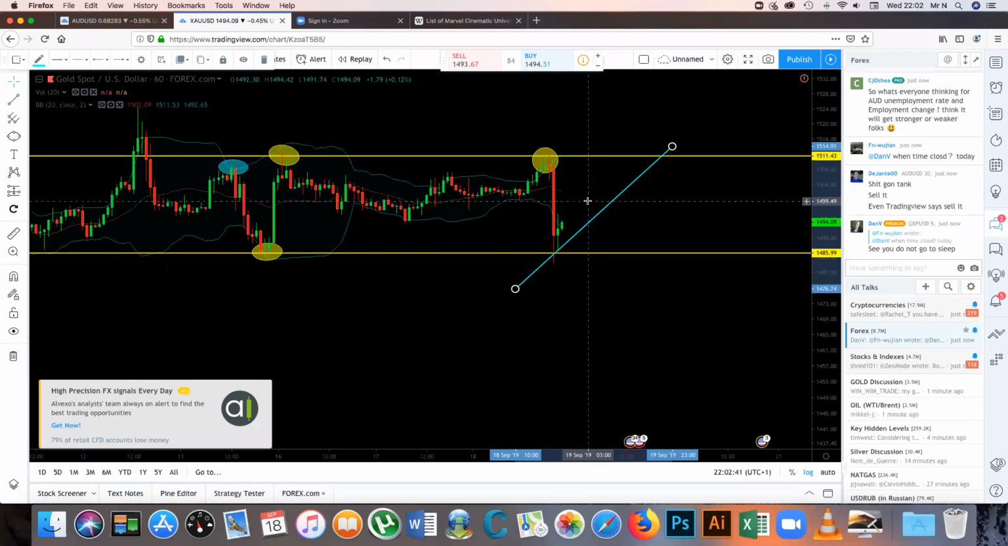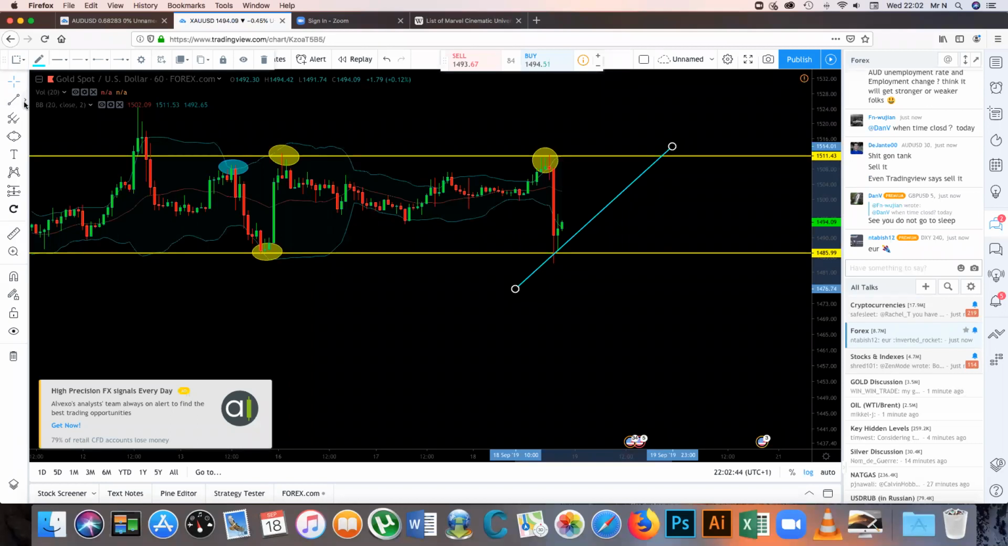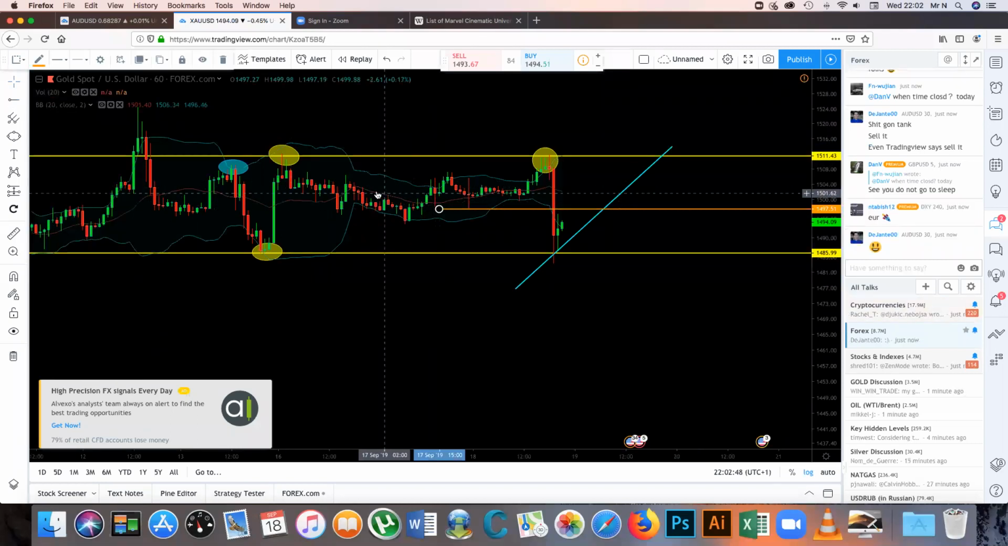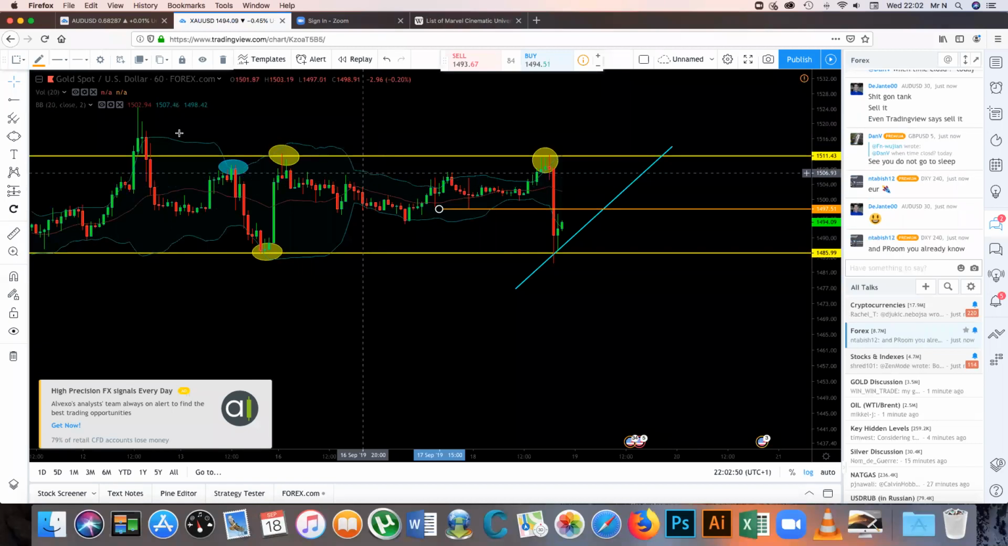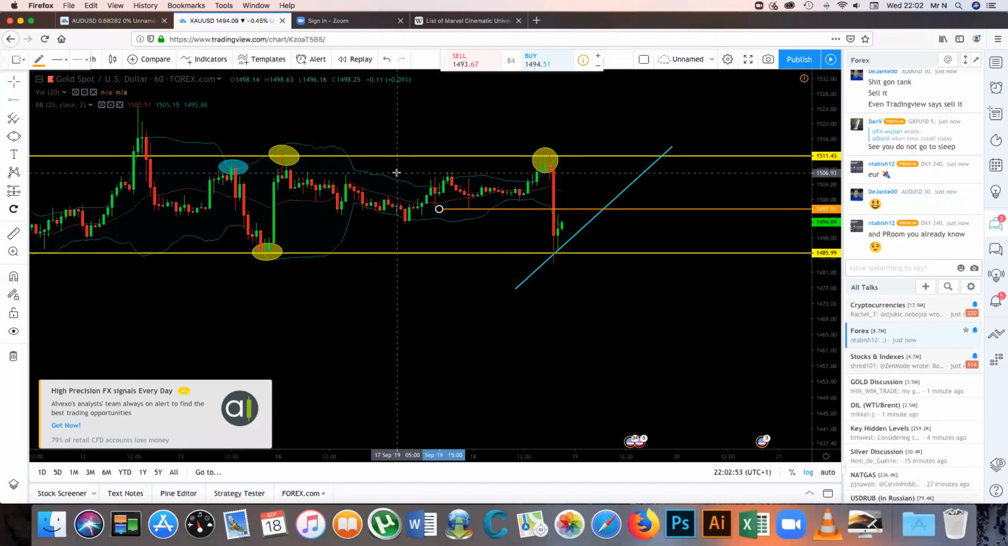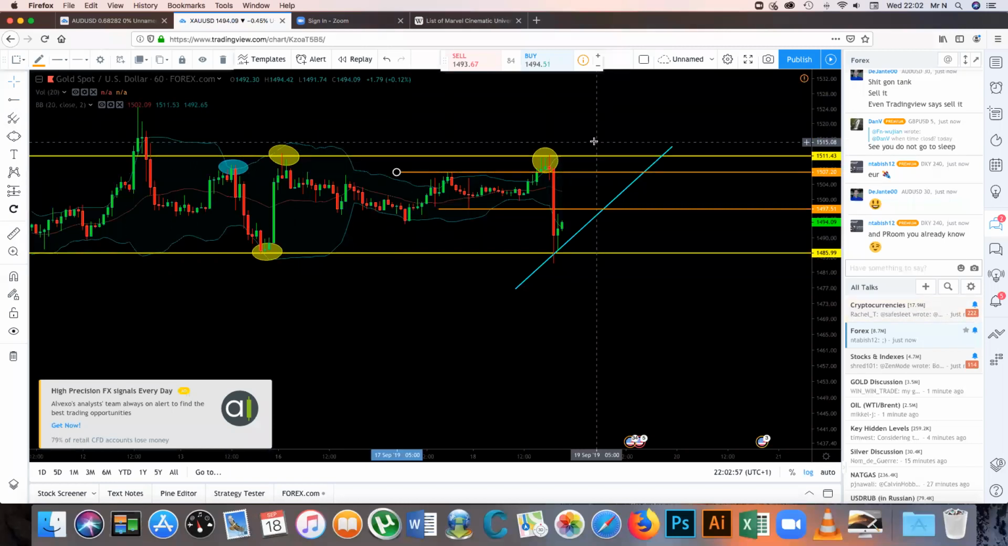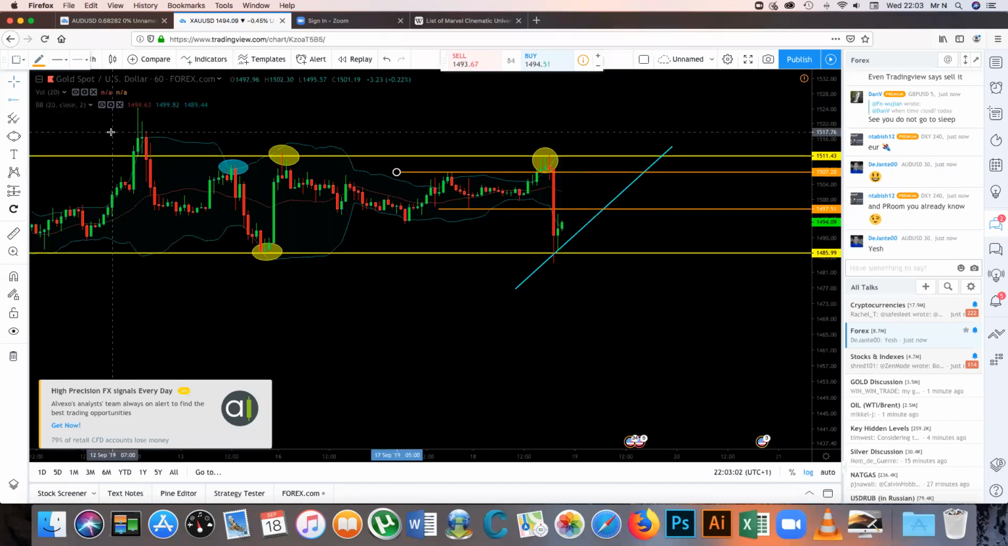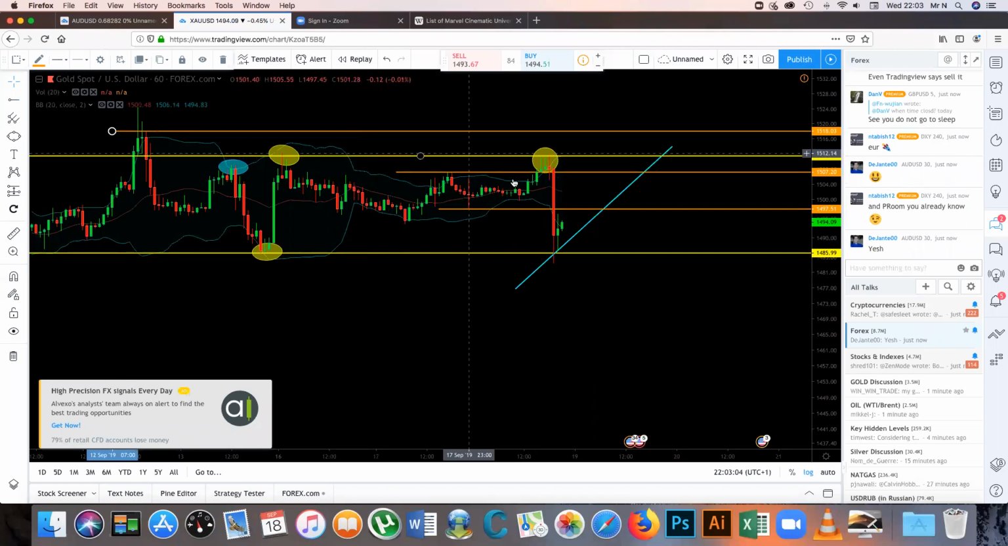somewhere around either here. This, I would say, is my first take profit. And then this would be my second. And then the next one would be my third, which is somewhere up here. That's how I would do it, if I want to break it down into smaller chunks. So first take profit, second take profit, and third take profit.